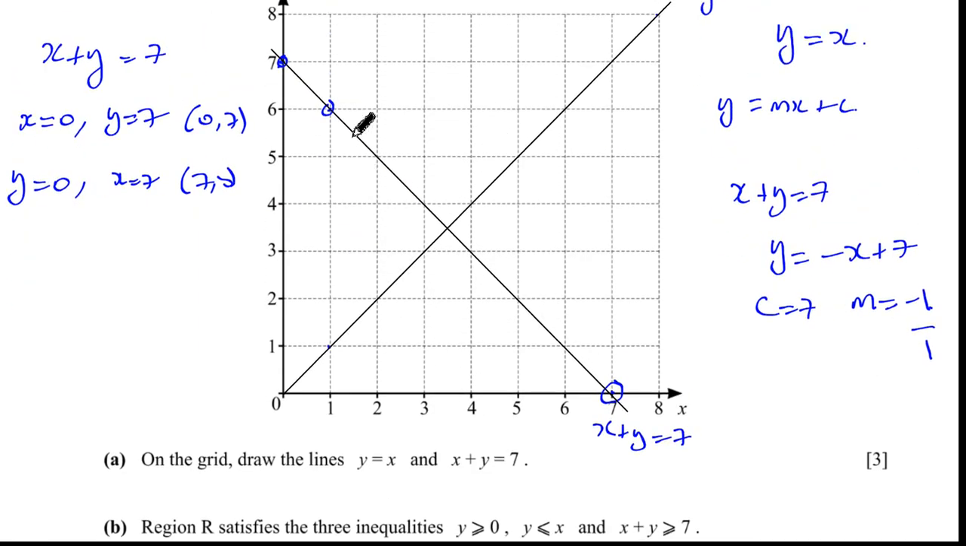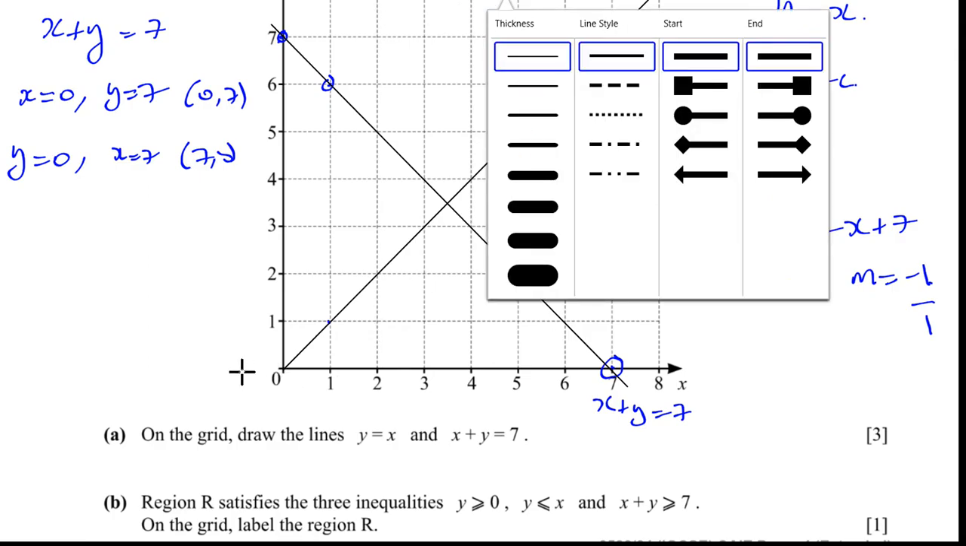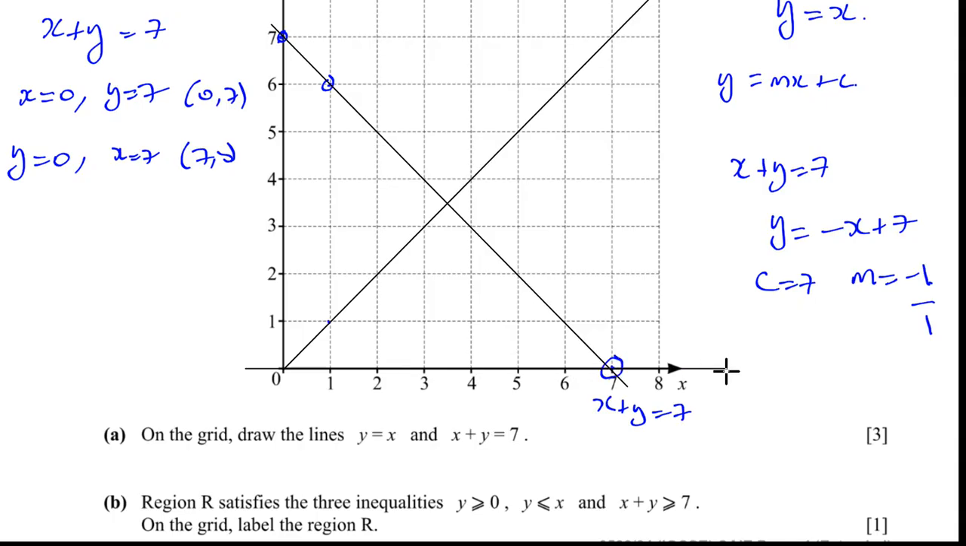Now part B, it says region R satisfies the 3 inequalities: y is greater than or equal to 0, y is less than or equal to x, and x plus y is greater than or equal to 7. Sorry, y equals 0 is this line, which is the x-axis. So basically, we need to label the region R. It doesn't tell us to do any shading here, it just says label the region R. So there's no shading needed, though we can shade if we want to.